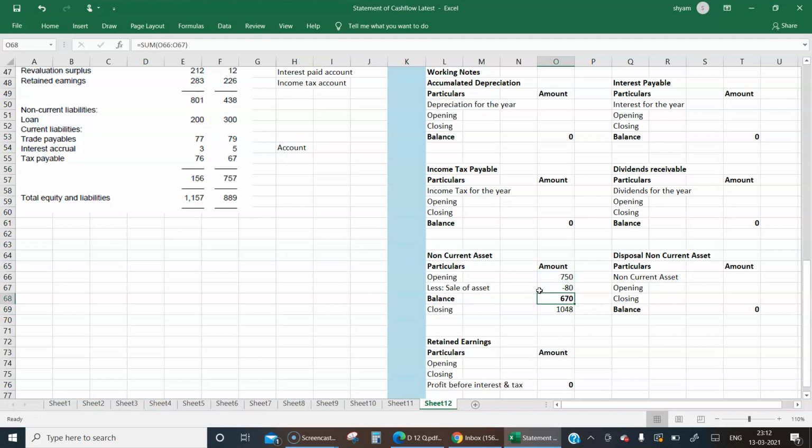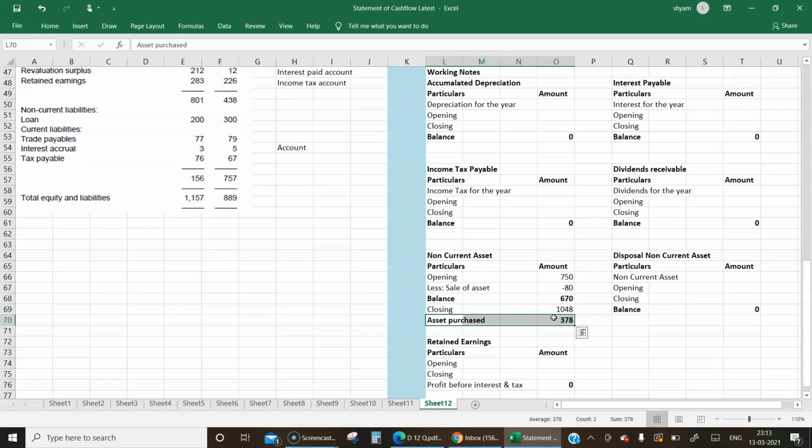Okay, 670 should have been the closing balance, but the closing balance seems to be 1048. So it means assets were purchased. They have purchased assets for how much? Currently it's 1048, but it should have been 670, so they have purchased assets for 378. So we'll first check that. Okay, they have purchased for 378. As of now, we'll just mark it.